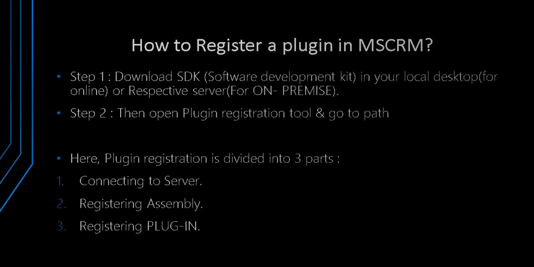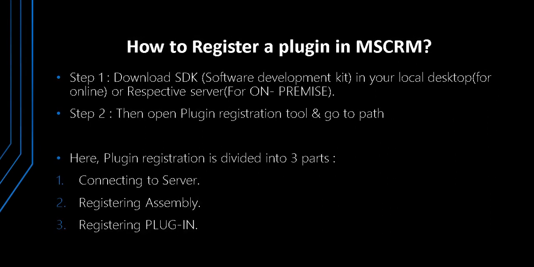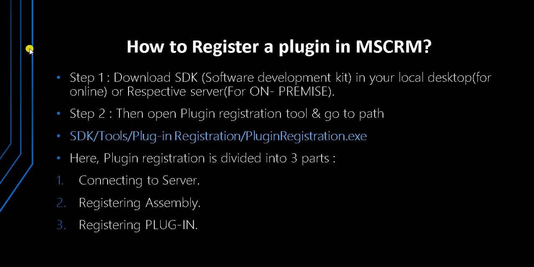Now, how to register a plugin in MS CRM? I'm just showing you the steps in brief. In more videos, I will show in detail about everything. So download SDK, software development kit, on your local desktop from the respective website. If you are using online version, it will be on local desktop. If you are using on-premise version, it will be on the respective server. Then open the plugin registration tool. This will be available inside SDK tools, plugin registration.exe, which I have shown you.